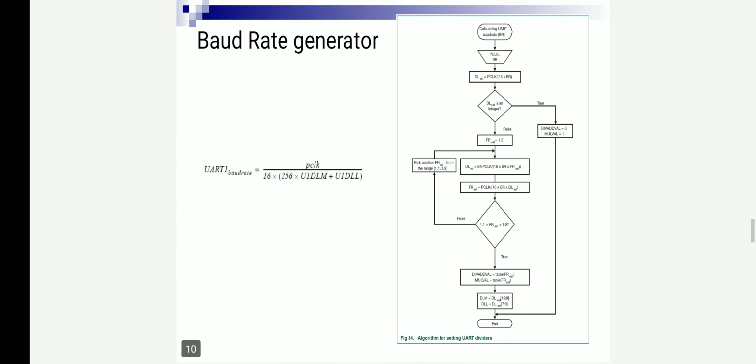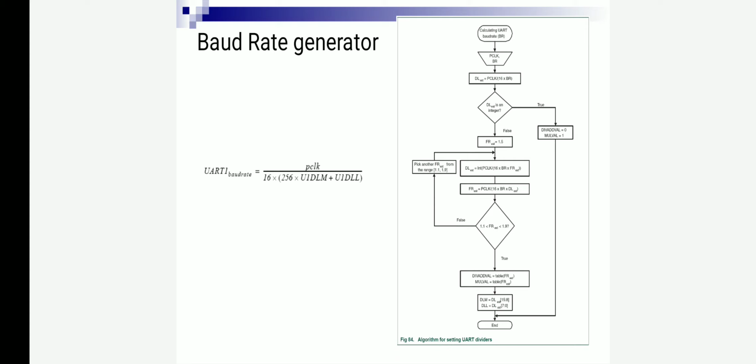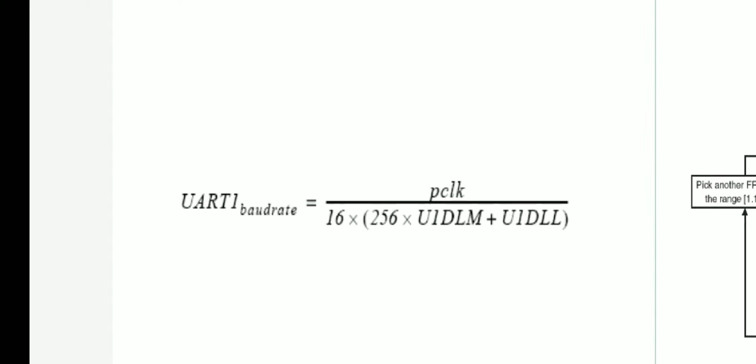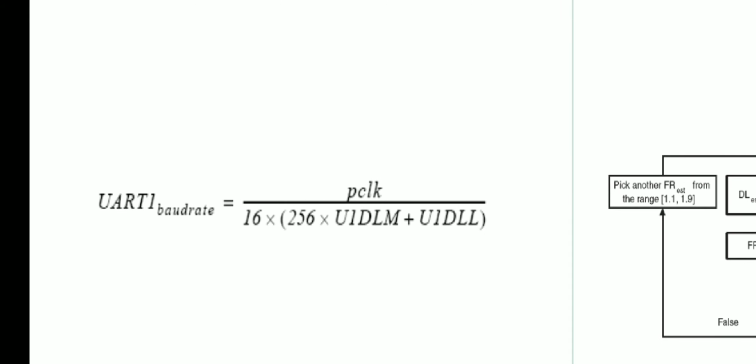So here comes the baud rate generator. There is an expression to calculate the baud rate generated by the baud rate generator, and this is a simple expression. To calculate the baud rate of the UART1 system: baud rate equals PCLK divided by 16 times (256 times U1DLM plus U1DLL).